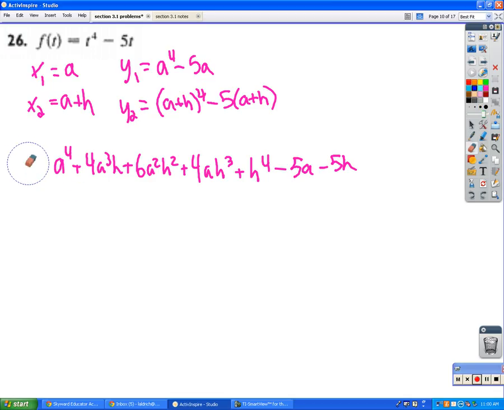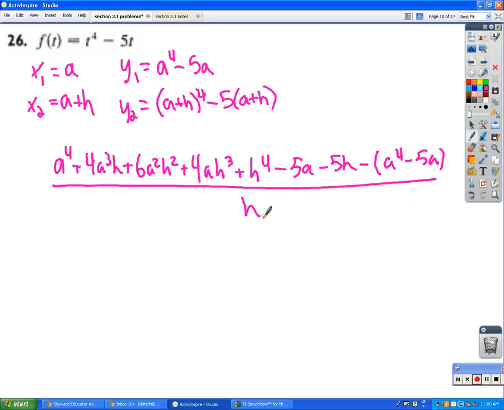All right, so I'm going to cheat a little bit and say that is y2, right? And so I have to go y2 minus y1. So I'm going to take that and go minus a to the fourth minus 5a, right? That's y2 minus y1 over h.